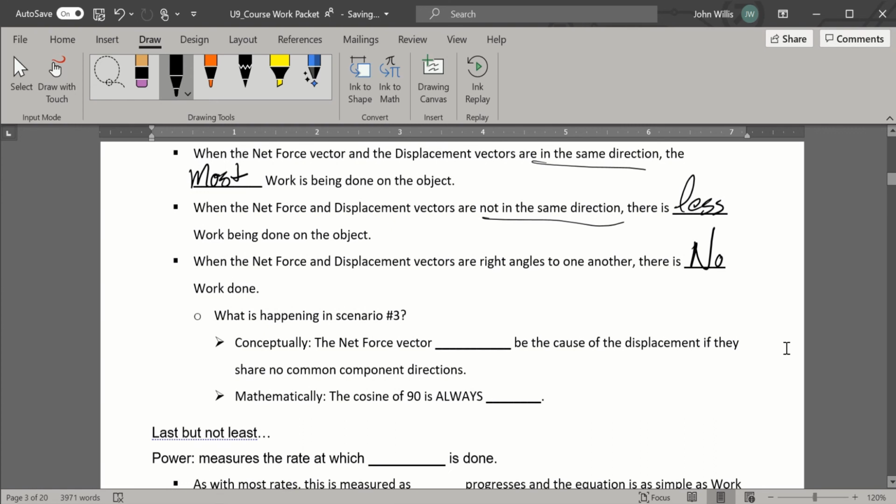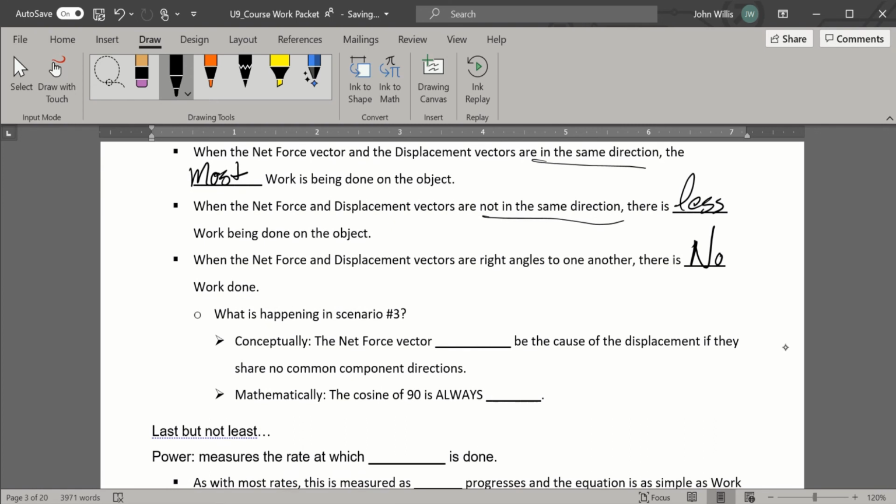So in scenario number 3, what happened? The net force vector cannot be the cause of the displacement because the net force vector was in the downward direction and the displacement was to the right. Or you could remember that the cosine of 90 is always 0.